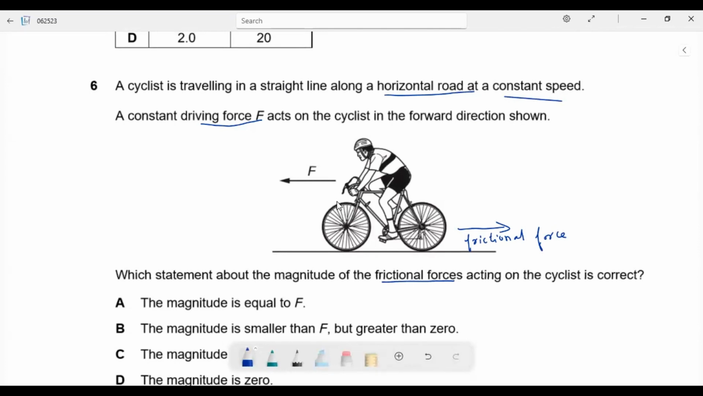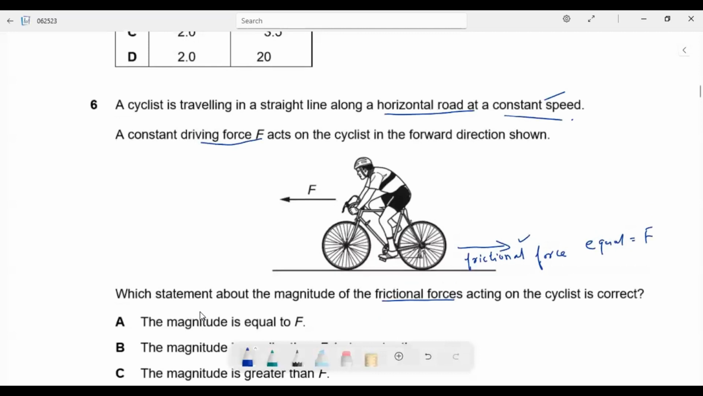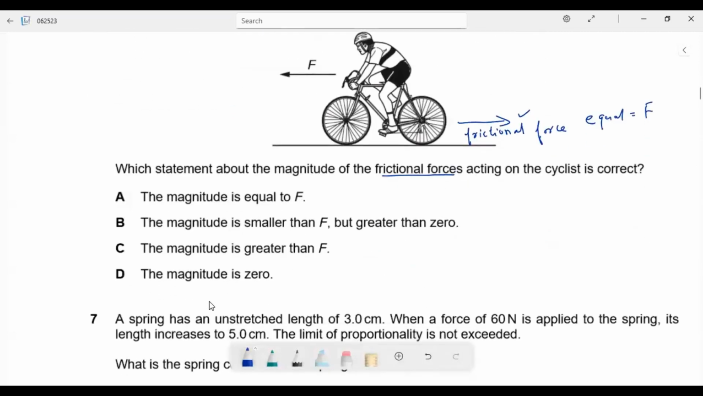As the cyclist is traveling at constant speed, the resistive force, that is your frictional force, will be opposite in direction and equal in magnitude, equal to F, as it is traveling at constant speed. So here the right choice is the magnitude of frictional force will be equal to this driving force F. A is the right choice.